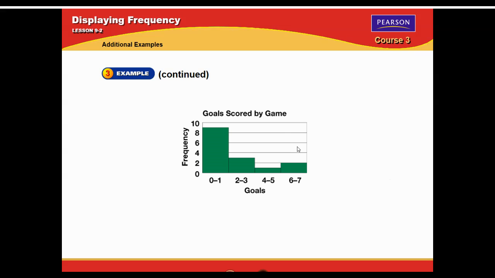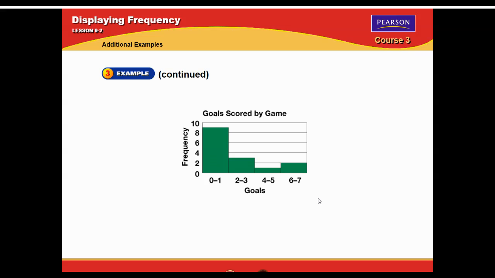So that would look like this, where the vertical axis is frequency and the horizontal is goals. And I can show, all right, how many games did they score 0-1 goals? Well, we figured that out in the frequency table. It was 9. They scored 0 or 1 goals in 9 games. How many did they score 2 or 3 goals? They scored 3.